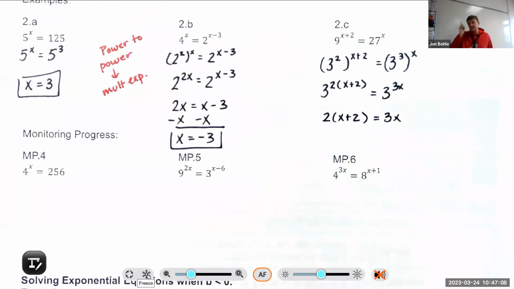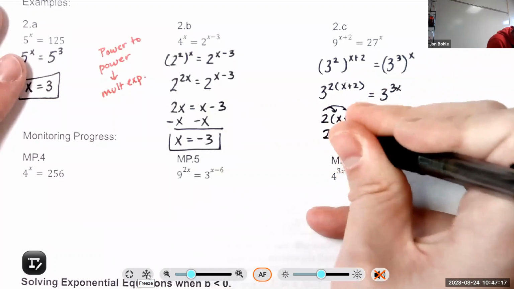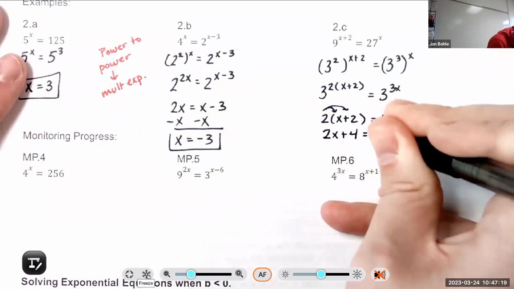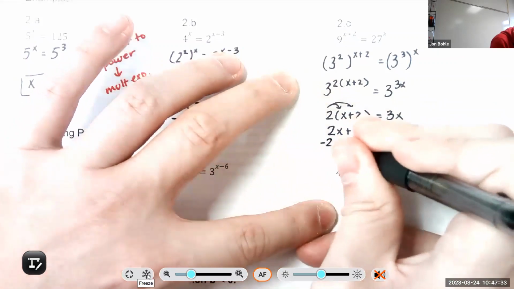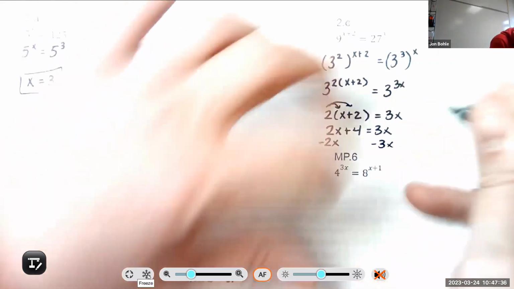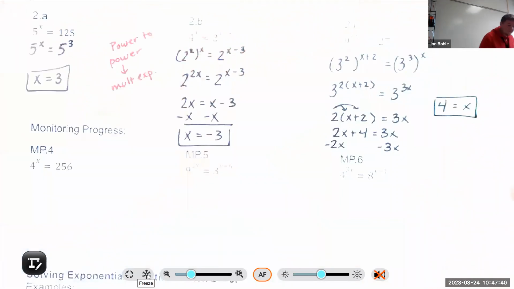This is what property again? Distributive, which is what math operation? Multiplication. I like hearing that people know this. That means we learned something in the first semester. What can I do here to solve for x? Subtract 2x from the left. If I do that from the left, then I have to do it on the right. So then I'm left with 4 is equal to x, which means x is equal to 4.